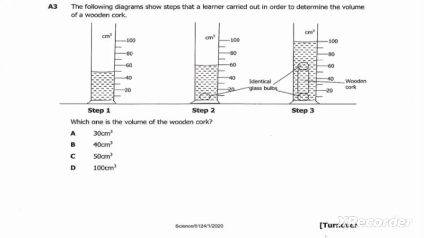So what we are going to do here is identify volume 1 and volume 2. Then to find the volume of the wooden cork, we are going to say the volume of the wooden cork is equal to volume 2 minus volume 1. So the first thing is to identify the volume of the liquid, according to the beaker, or the test tube, given here.